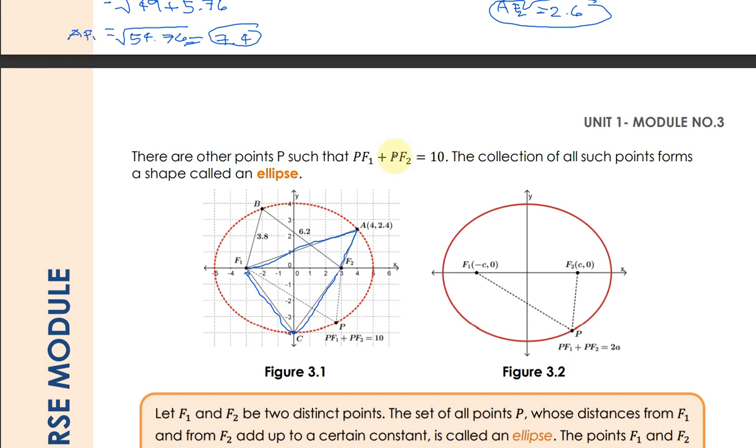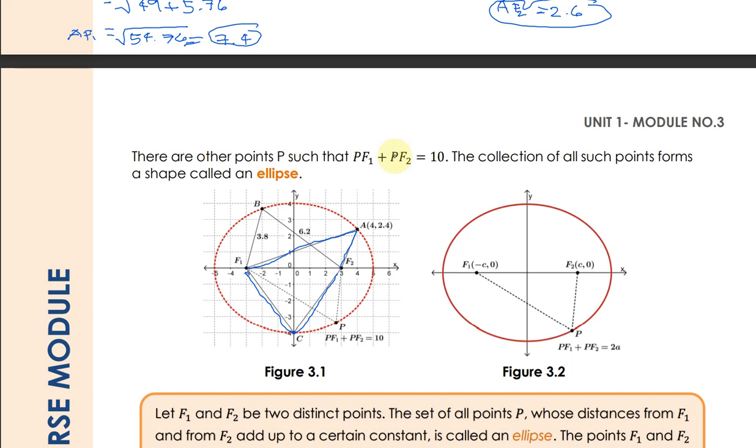So there are other points P such that PF1, meaning the distance from that certain point to F1, plus the distance of that point to F2, is equal to 10. So they are also 10. And the collection of all such points forms a shape called an ellipse. So that is how the ellipse is formed.